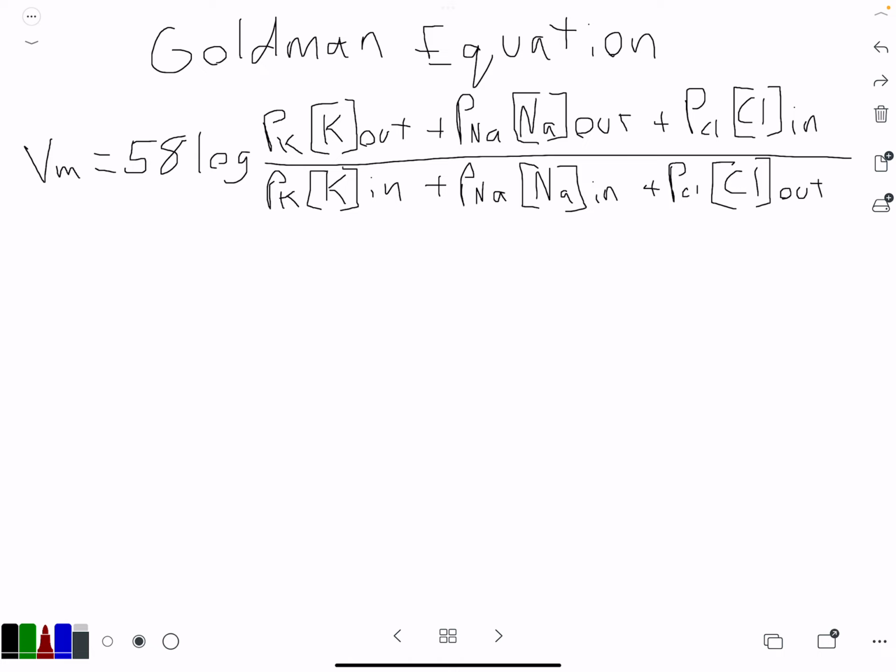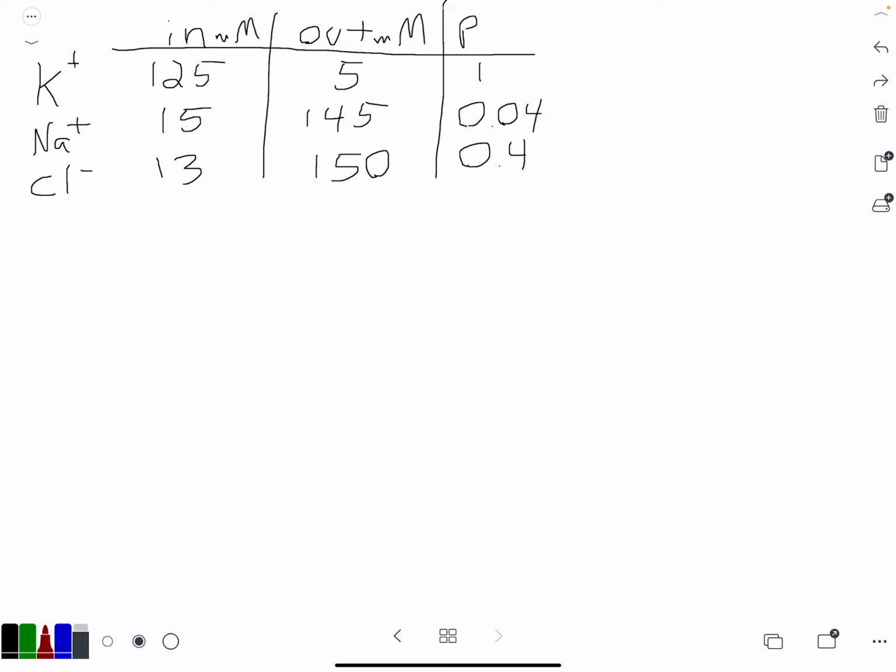So let's take a look at an example, knowing that this is kind of like putting three Nernst equations together. We're going to consider all three of these ions, which are the three major players when it comes to determining the membrane potential of a neuron. And we must necessarily take into account what their relative permeabilities are. So you're likely to see something like this on the exam.